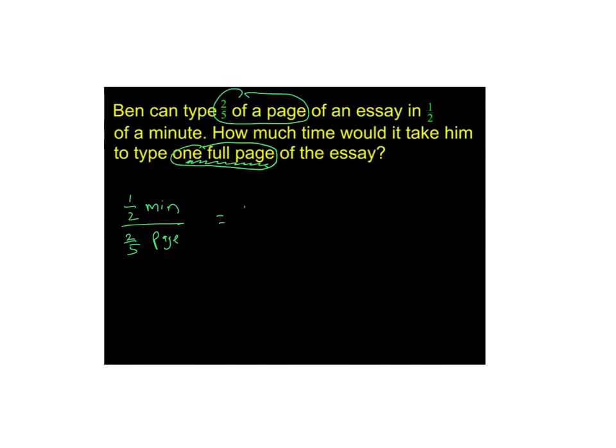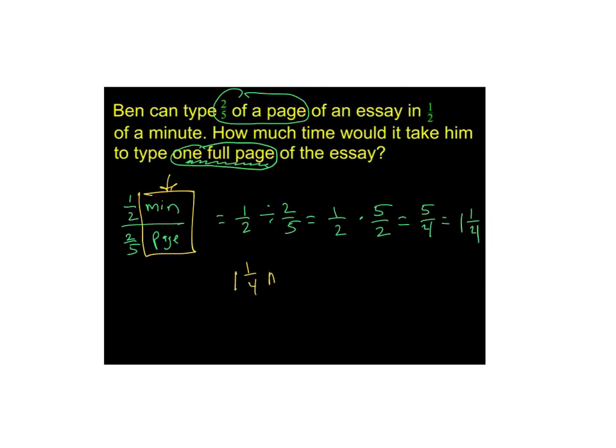Here we go. 1/2 divided by 2/5 is equal to 1/2 times 5 halves. We've got 5/4, or 1 1/4. 1 1/4 what? Well, there is our what. 1 1/4 minutes per page. So the setup is the most important part, because if you set it up properly with the labels, your answer is just going to easily fall into place.